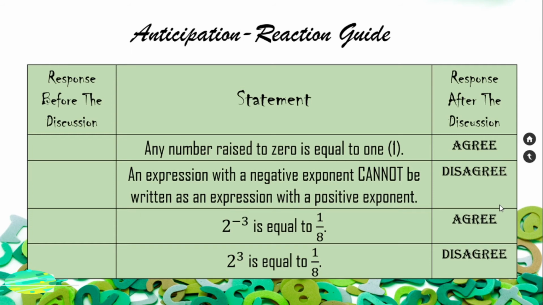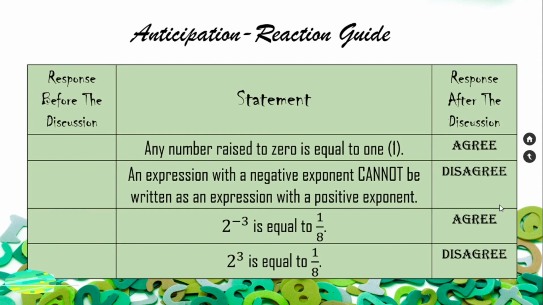Next, an expression with a negative exponent cannot be written as expression with a positive exponent. Sabi ko nga kanina sa discussion, it can be written as expression with a positive exponent. Paano po nangyayari yon? Kapag written form siya ng fraction form. O kaya naman, binaliktad natin ang numerator, ginawa ng denominator, ginawang numerator. Okay? So, that means, dahil mayroon siyang word na cannot, disagree tayo.